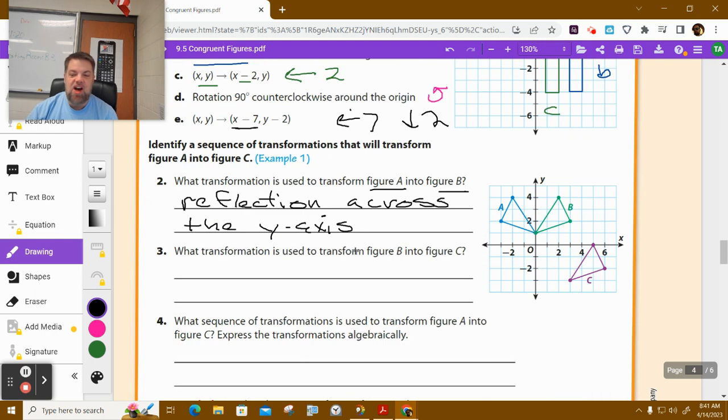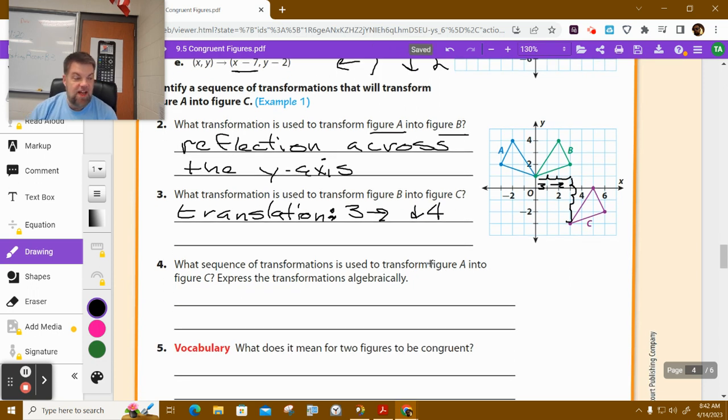Yeah. All right, now what's the transformation from B to C? I think it's just a translation. So I think we went 1, 2, 3. So we went to the right 3. Then we went down 1, 2, 3, 4. Right. So I would say translation. And I would say 3 to the right, down 4.